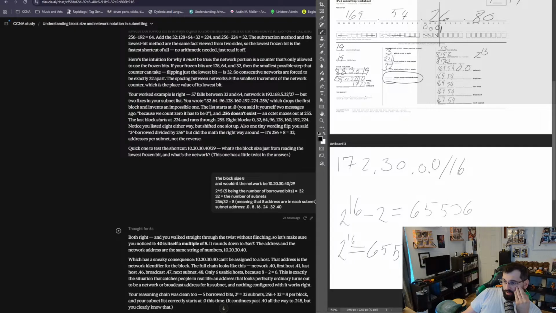Let's see here. The block size is 8. This is from yesterday's study stream. This is the answer: 2 to the power of 5, 5 being the number of borrowed bits. Yes, 32 is the number of subnets. So this is getting us the number of subnets. But here's my question. If 2 to the power of something is the number of subnets, but then we subtract 2 from that and that gives us our usable addresses, is that just how it goes?